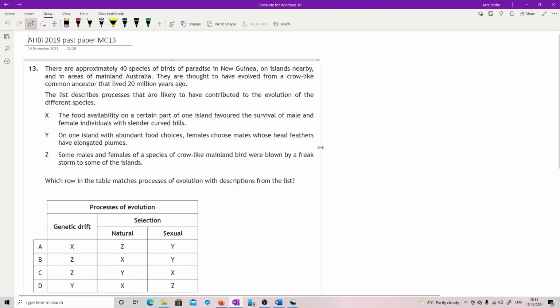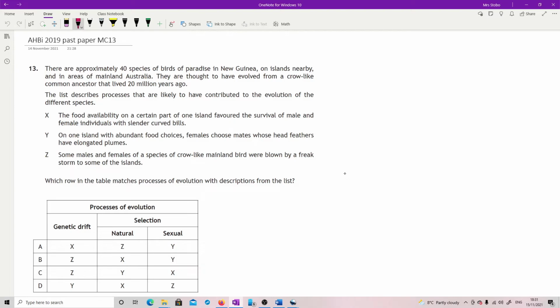Y, on one island with abundant food choices, females choose mates whose head feathers have elongated plumes. And again, before we even get to the question, you should be going, well, that's a form of sexual selection because of female choice. And then Z, some males and females of a species of crow-like mainland bird were blown by a freak storm to some of the islands. So that's something that's not a form of selection. That has been a random, not selected part of this, because you were just wrong place, wrong time. So that is genetic drift.